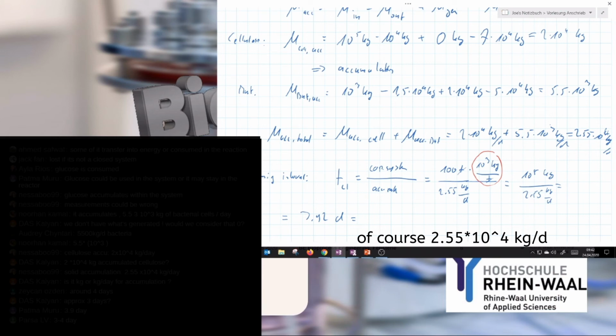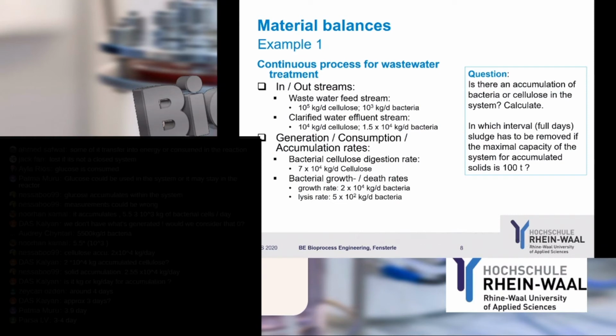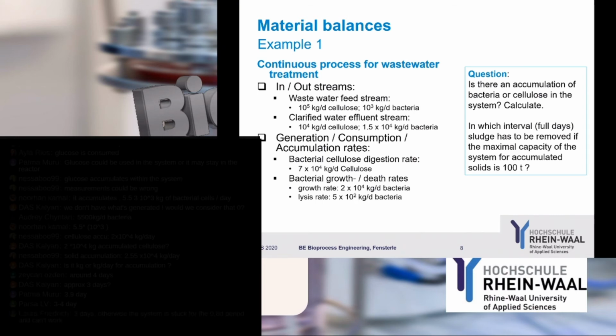And now, of course, you were asked, again, look at the question. You were asked to state in which interval full days sludge has to be removed. Full days is not 3 to 4 days. Full days is 3 days or 4 days. Now, usually you would say, I will round, yeah? And that's exactly the case here. Mister says 3 days, otherwise the system is stuck. So in this case, you cannot round to 4 days. 4 days is wrong, because your system will be overloaded, and you cannot do that in this case.